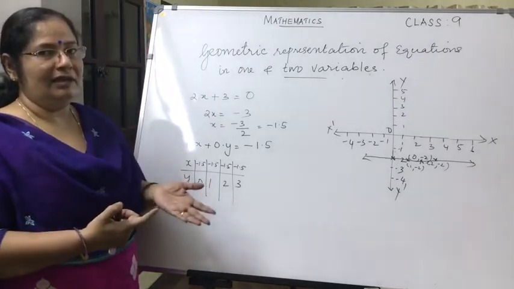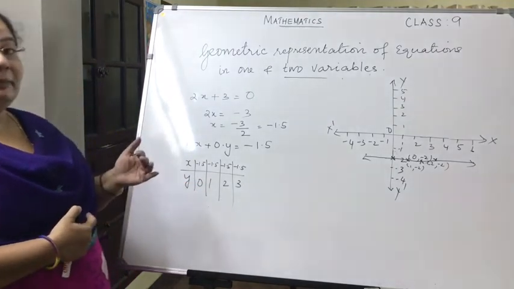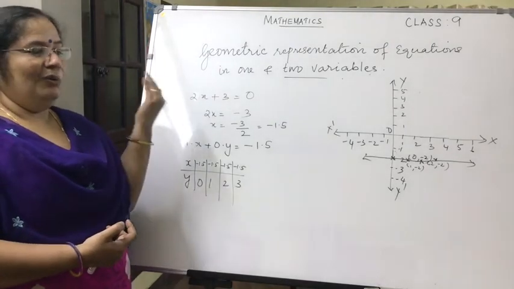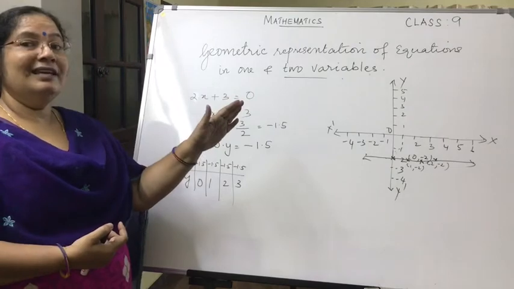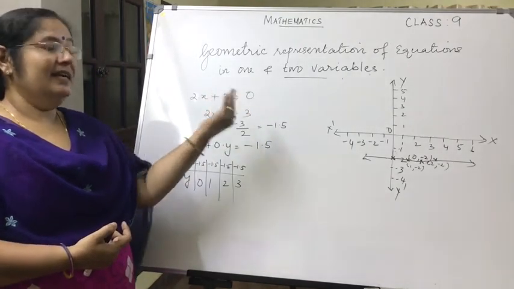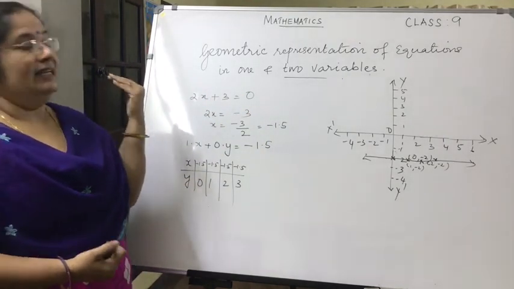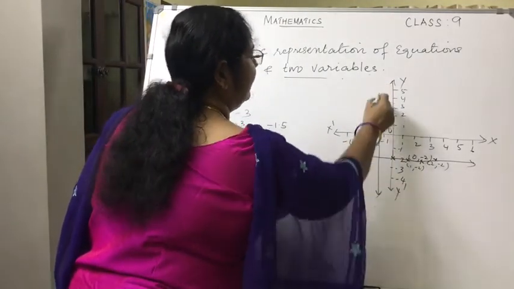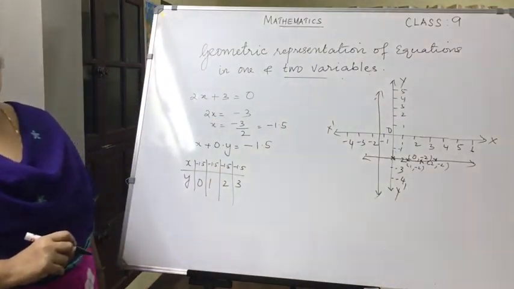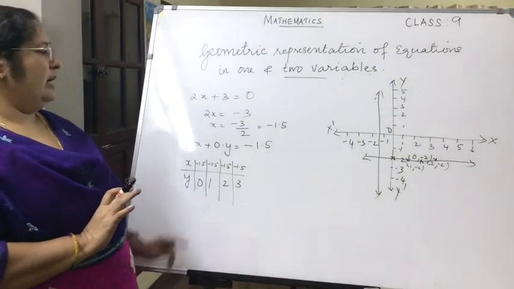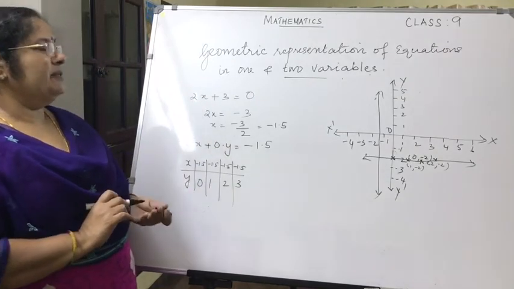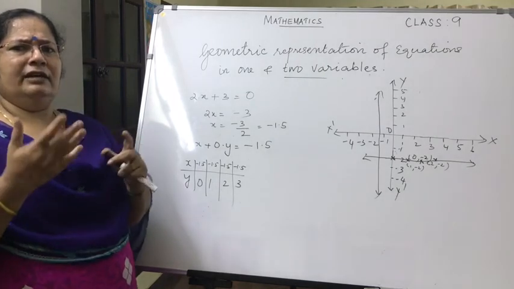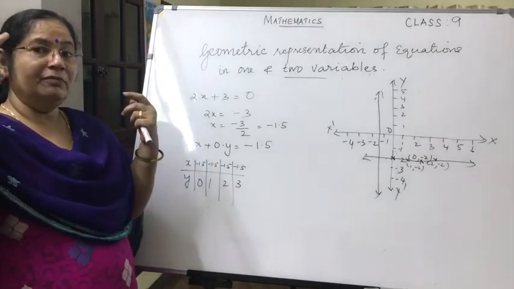x equals something means the graph will be parallel to y-axis, 1.5 units from the y-axis. Which side? Negative x side. So I think the graph will be somewhere like this. It will be something like this, parallel to the y-axis, at minus 1.5. So understood how to give the geometric representation of equations in one and two variables. It is always contrast only: x, y, y, x. So that should be there in your mind.